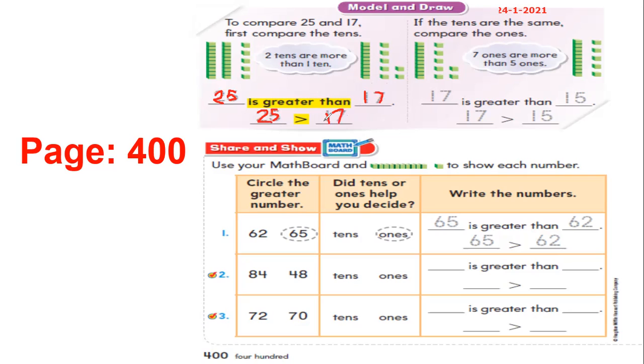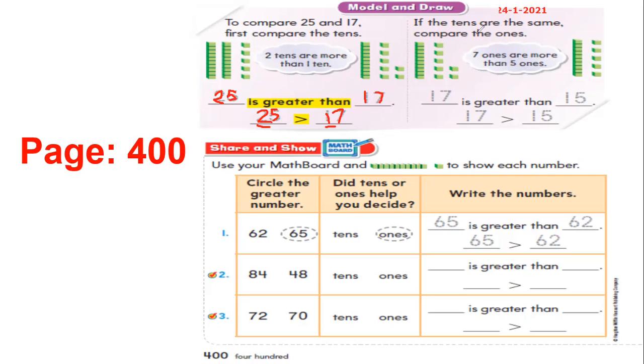Now let's compare between 25 and 17. Now I'm going to take the number 2 and 1. I'm going to compare 2 and 1. When I take the number 2 and 1, you know which is greater. Look at the mouth of the crocodile. It is always open to the bigger number. That is the number 25. So how do you read this? 25 is greater than 17.